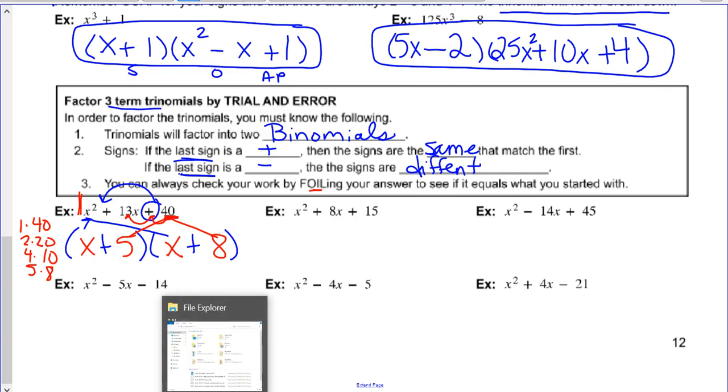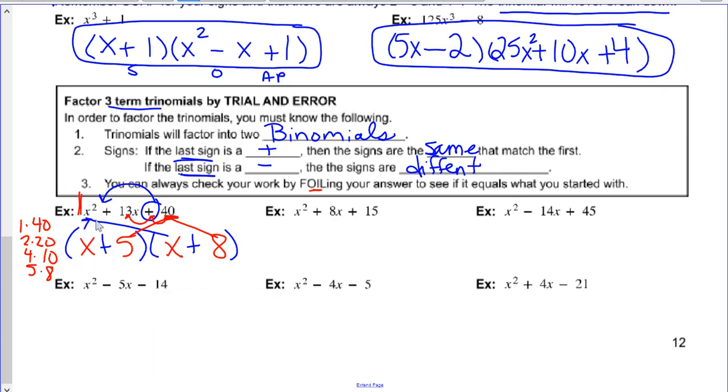Now, why is that good? Because if I break these up correctly, I've taken care of the F and the L of FOIL. First, multiply x times x. That gives me x squared. Outside gives me an 8x. Inside is a 5x. So that put together gives me the 13. And my last term here gives me the 40. So now that I've written it all up and scribbled all over it, those two answers, x plus 5 and x plus 8, are going to be my answer.